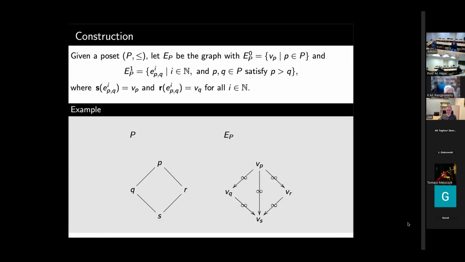Okay, so every element in a poset is a vertex, and then you have infinitely many edges which go. Okay, okay. Thank you so much. Just a reminder. Okay, thanks.